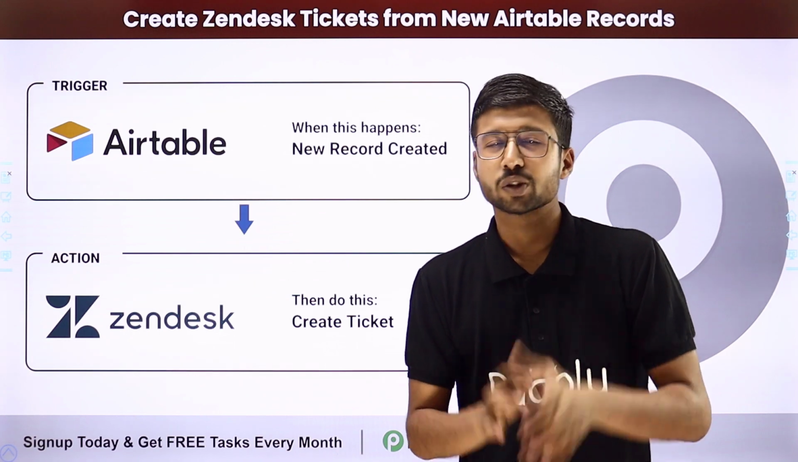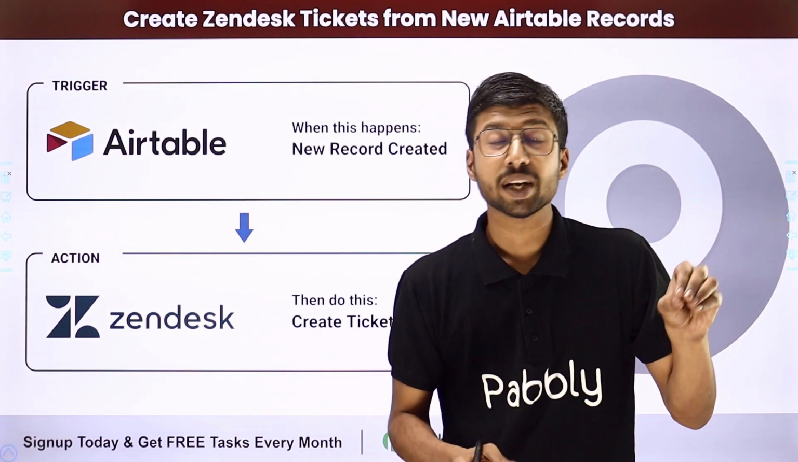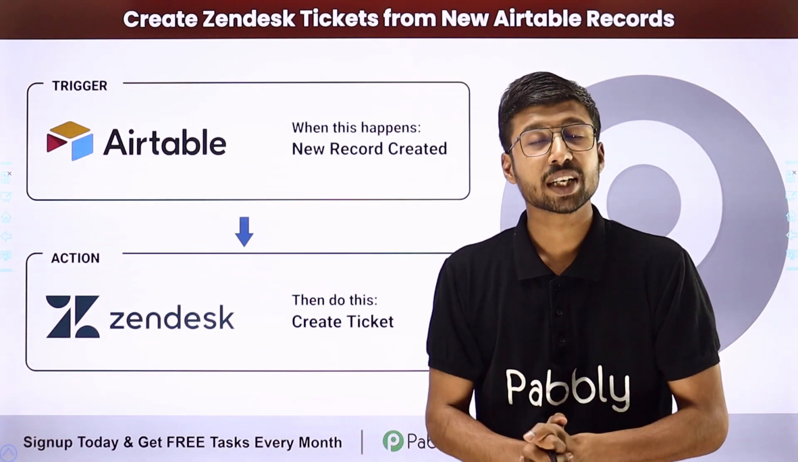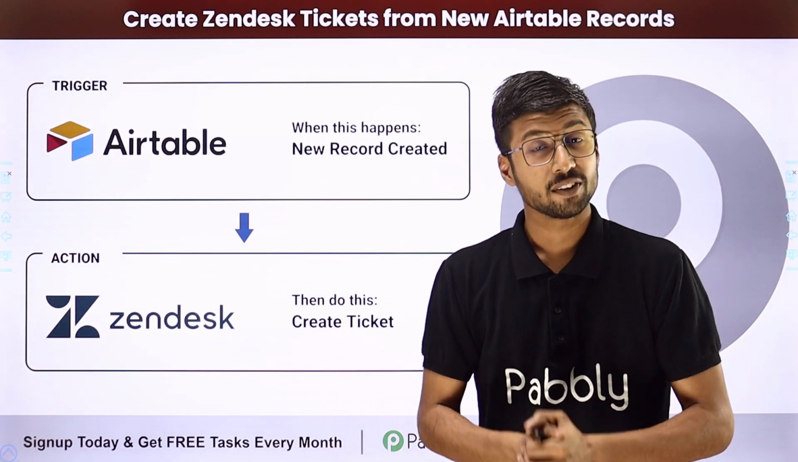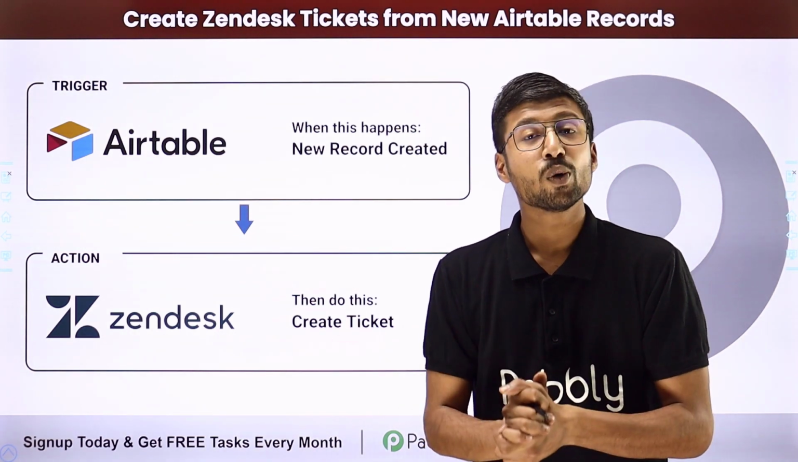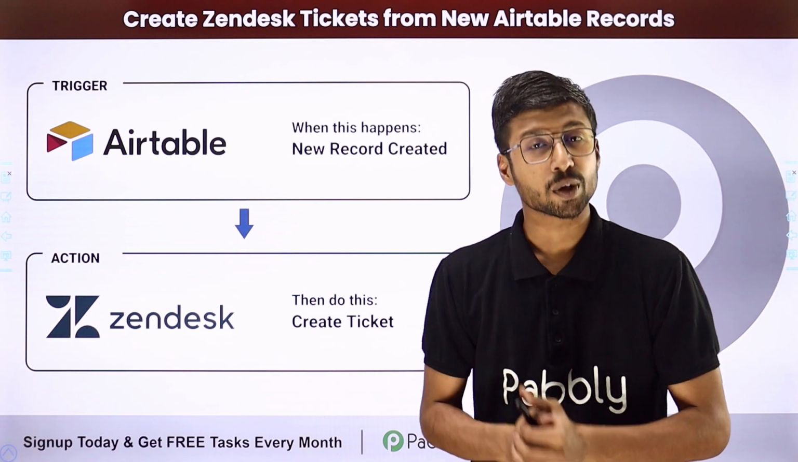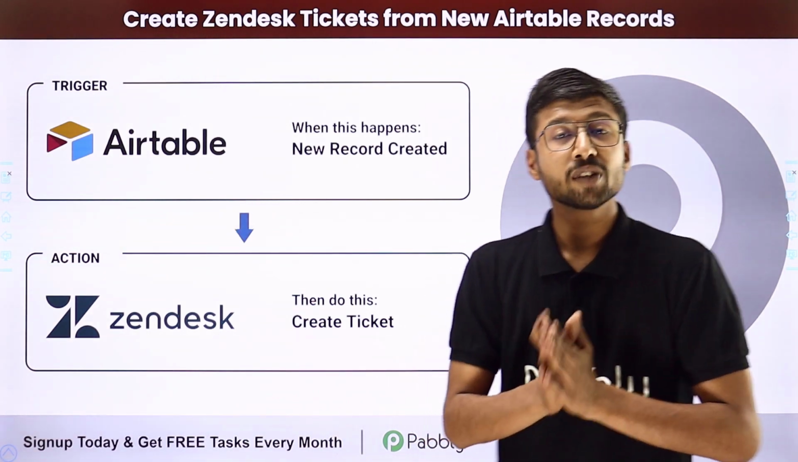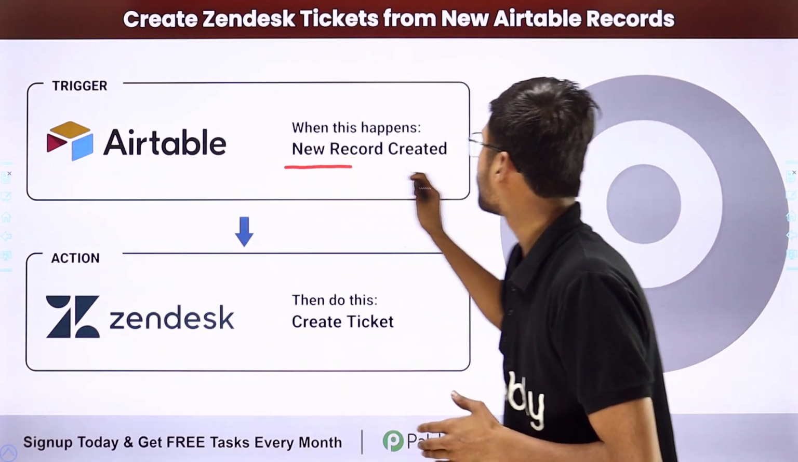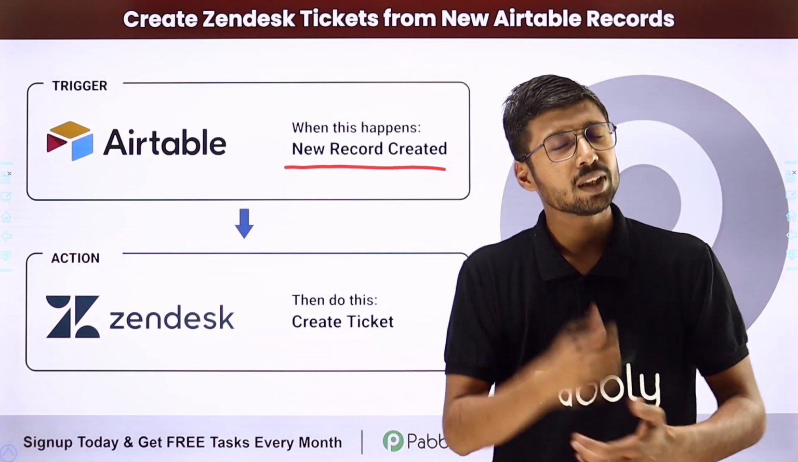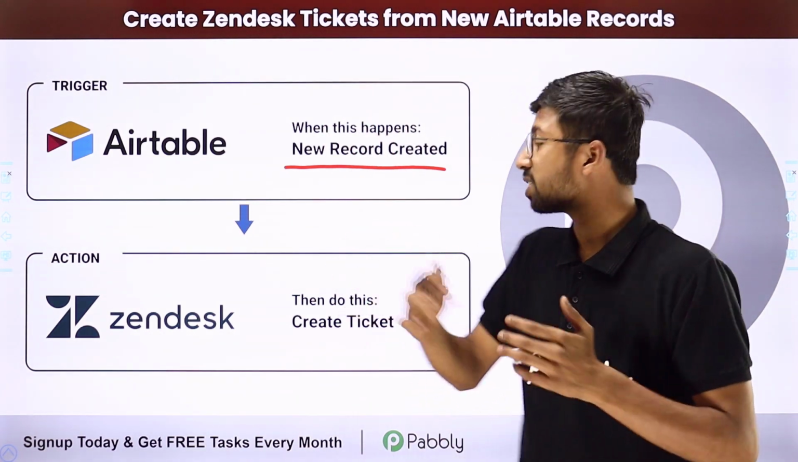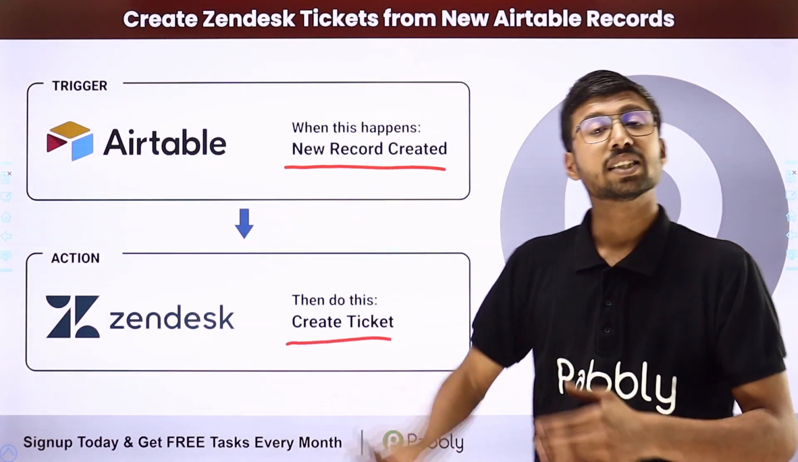But the manual process of getting the new ticket details from Airtable and manually creating a new ticket in Zendesk is very repetitive and time consuming. So in this video, we will see how you can completely automate this process. This automation will be like, whenever a new record with ticket details is added in Airtable, automatically with the same details, a new ticket will be created in Zendesk.